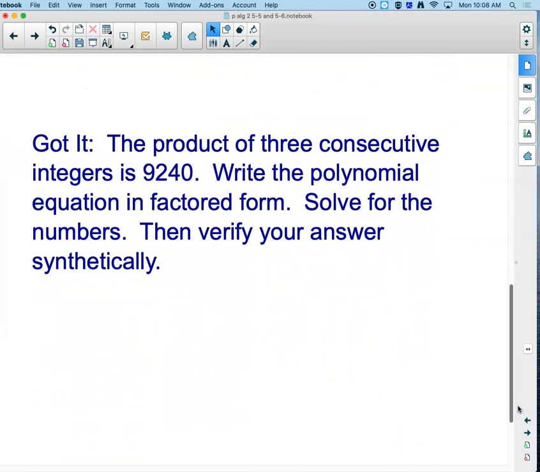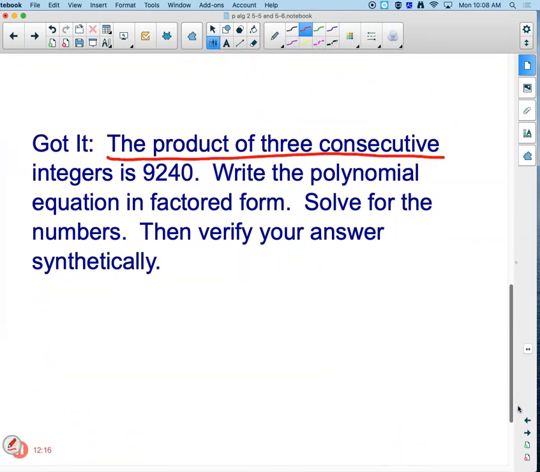So again, if you don't have a packet, write that down. The product of 3 consecutive integers is 9,240. Don't need the rest of the directions because we're going to show all that work down below here.